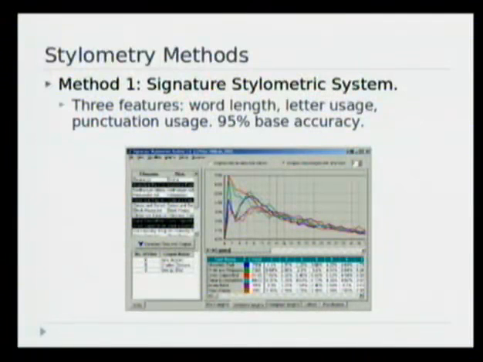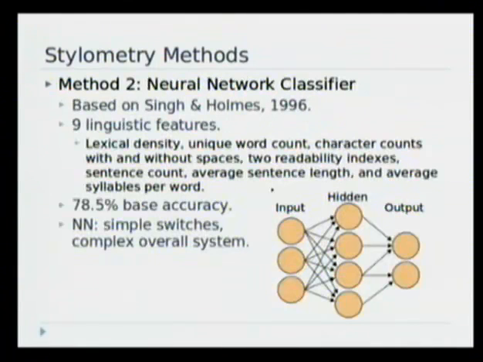The first method we looked at was the signature stylometric system. This is not one that we coded, but rather kind of an out-of-the-box system that you can find if you search for signature stylometry. And we found that it had a 95% base accuracy on the unmodified base data set. The second method we looked at was a neural network classifier based on 9 specific linguistic features. And we had almost 80%, about 78.5% base accuracy.